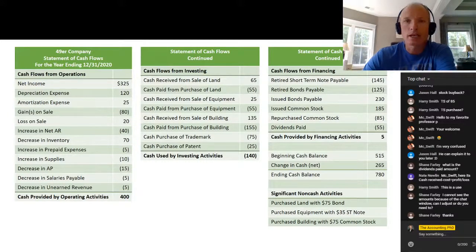So that is a statement of cash flows using the indirect method. So that is the indirect method with the statement of cash flows.